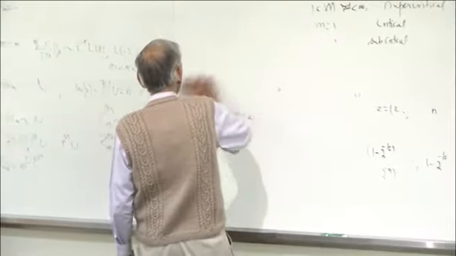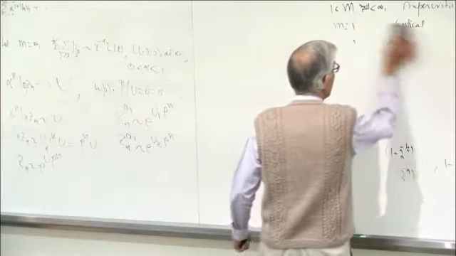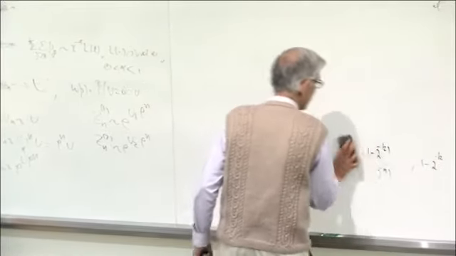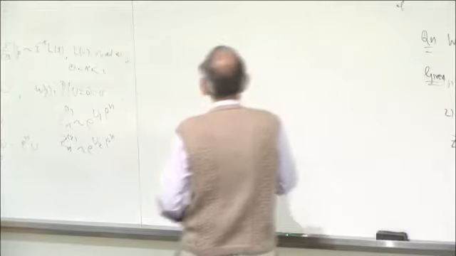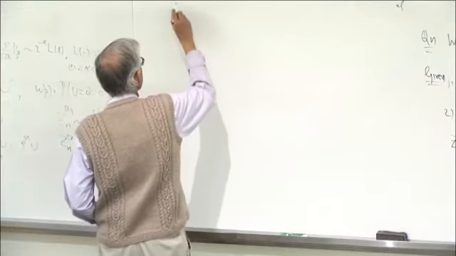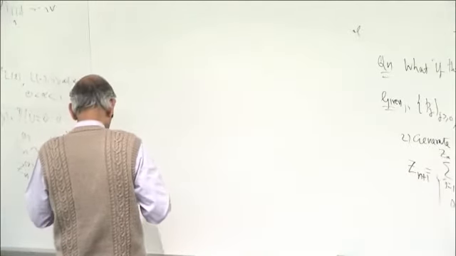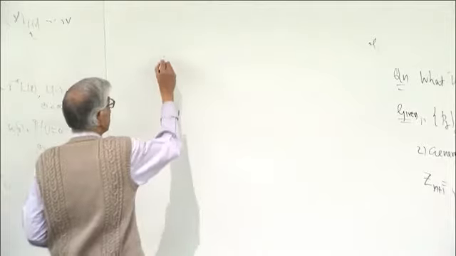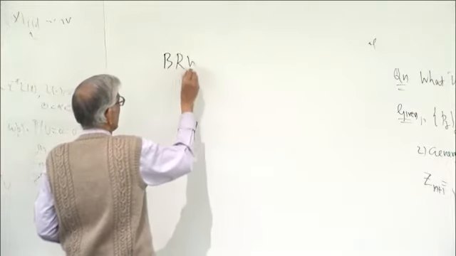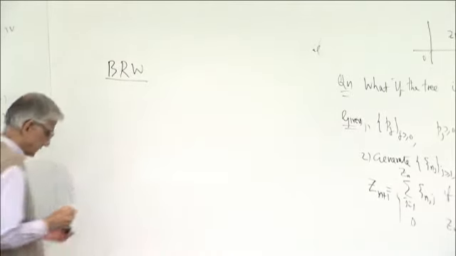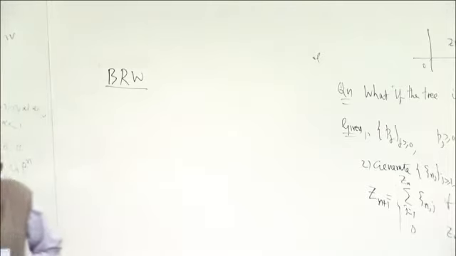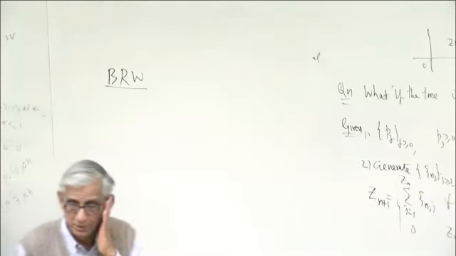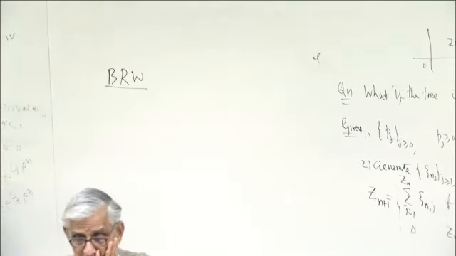But I want to go in a slightly different direction, and I want to talk about what's called branching random walks. So what is a branching random walk? Well, it's a branching process plus a random walk imposed on it.